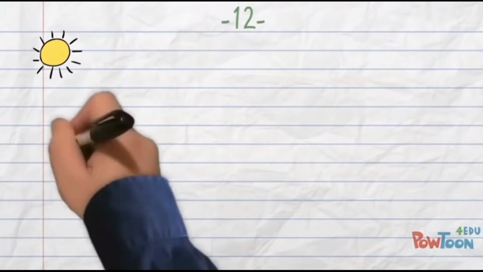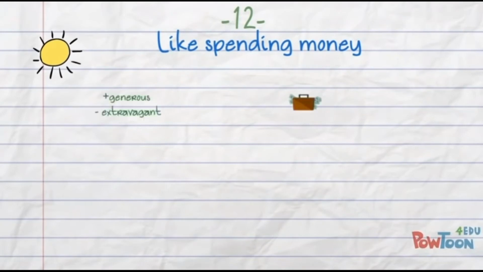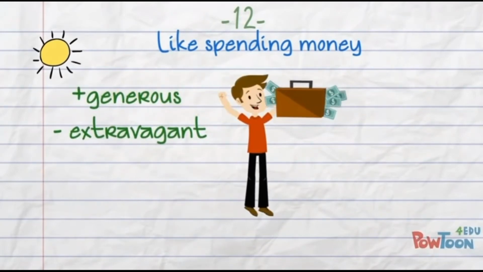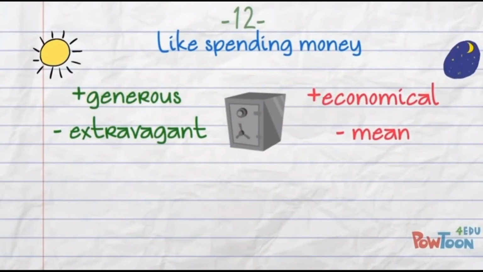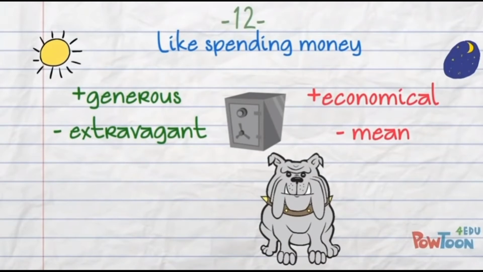If you like spending money on yourself and other people, you are a generous person, which is a positive word. But if you just waste your money, you're extravagant. And if you don't like spending money, you are probably a very economical person, which is a good word. Or mean, which is a negative word.